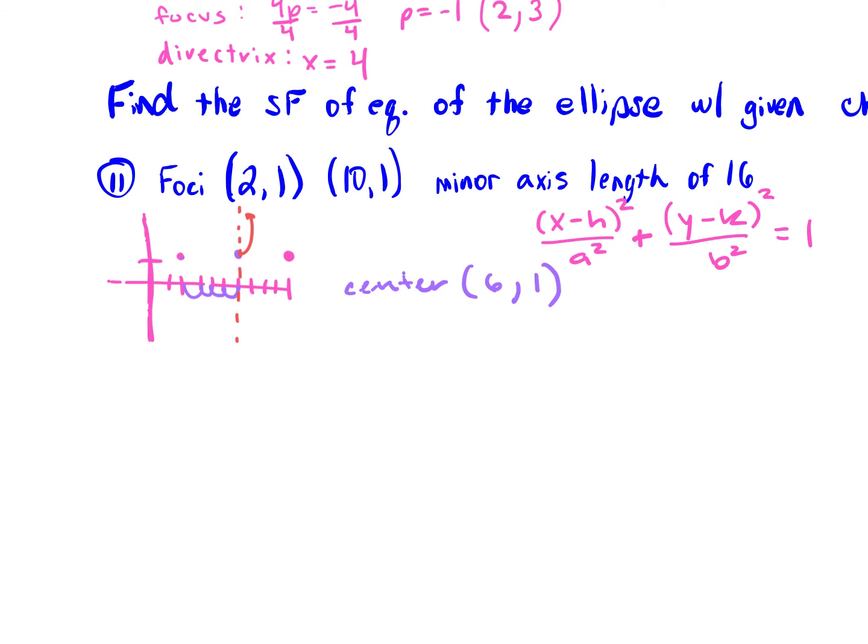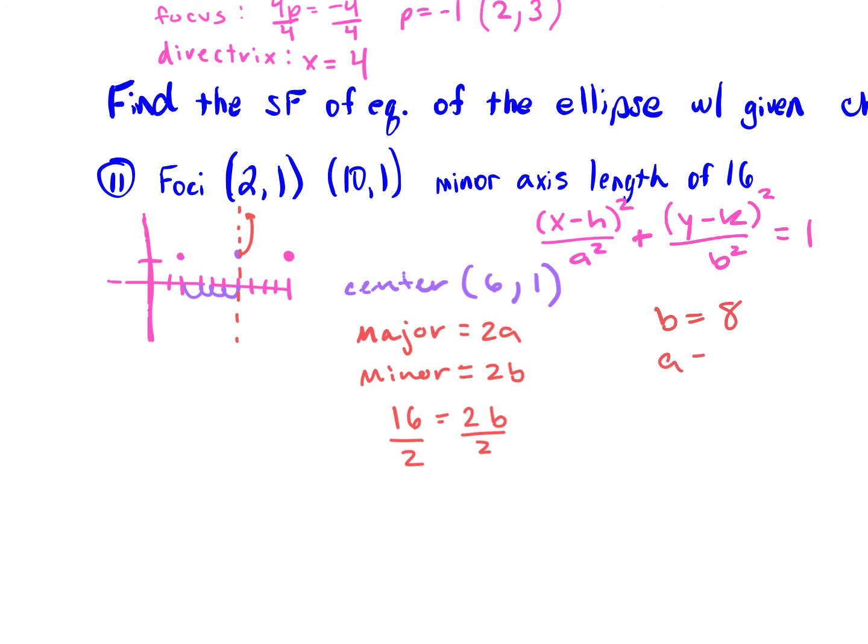But another way we could think about it is our major axis is 2 times A and our minor is 2 times B. So it tells us our minor axis length, so that's going to help us find B. So what would the length of B be? If our minor axis is 16, so 16 is equal to 2 times B? 8. So B is equal to 8.